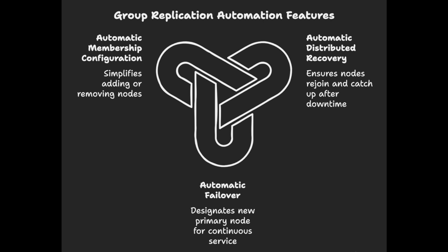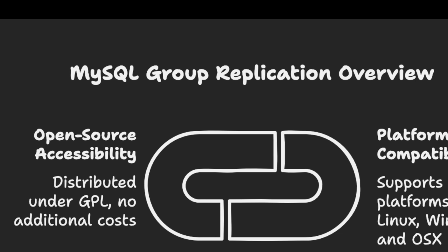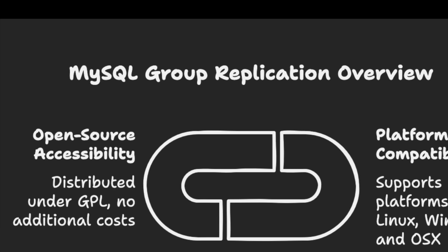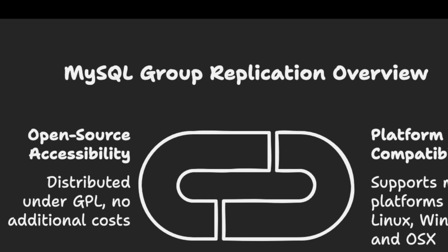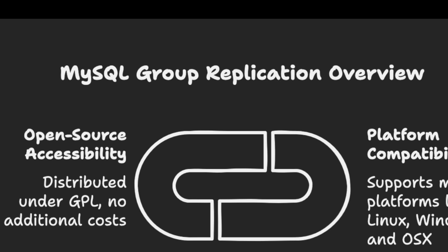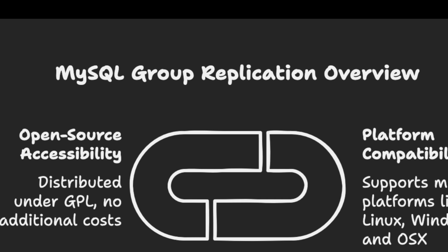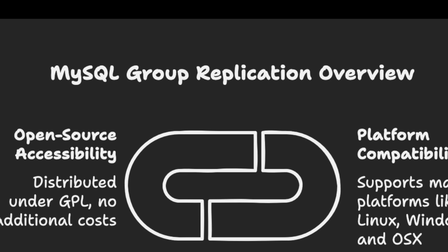And maybe one of the most compelling things, it's completely open source. GPL license. Exactly. Distributed under the GPL. That means no extra license fees, no additional costs, just to use group replication itself. That makes it incredibly accessible. Extremely. Very cost-effective, especially for mission-critical applications where maybe proprietary, high-availability solutions are just too expensive.